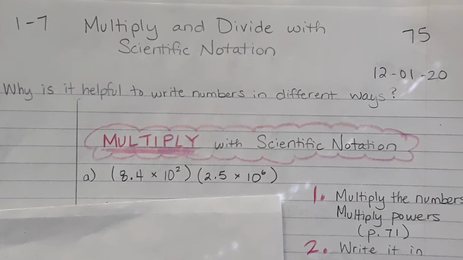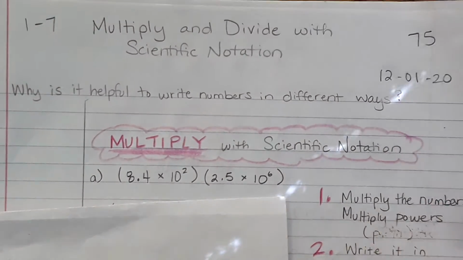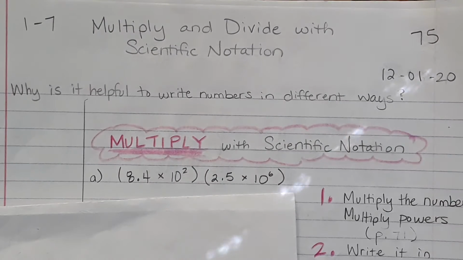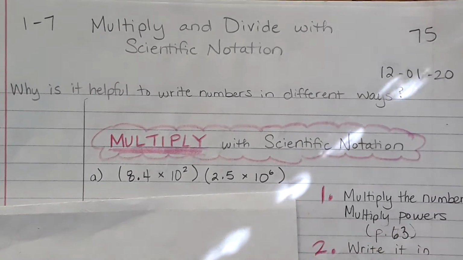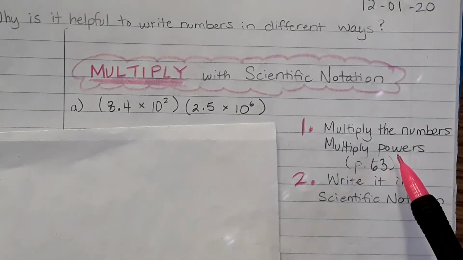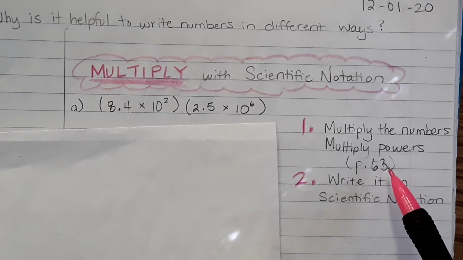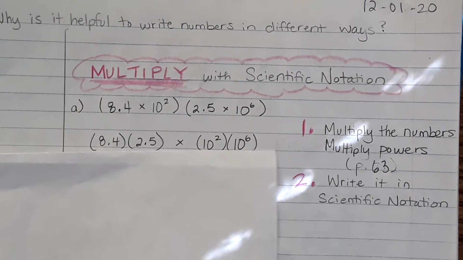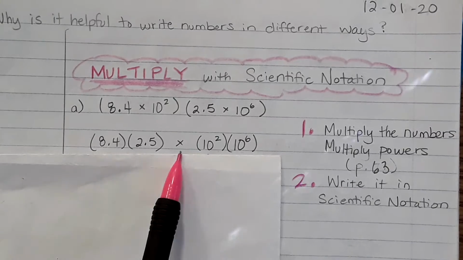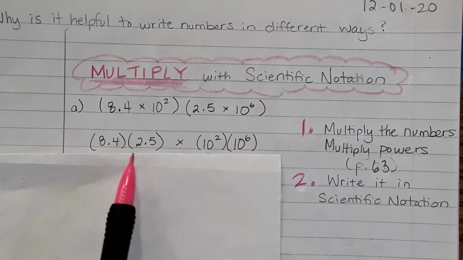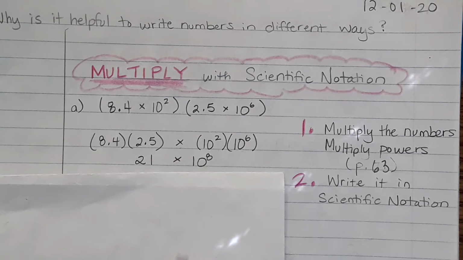So in your notes, we talk about multiplying powers, multiplying monomials on page 63. So you're going to multiply the numbers, multiply the powers, go back to 63 if you need to, and then just make sure it's in scientific notation. So let's go ahead. You're going to multiply these numbers, still stays in scientific notation form, and then multiply the powers. Well, here you can multiply it out or even just use a calculator.